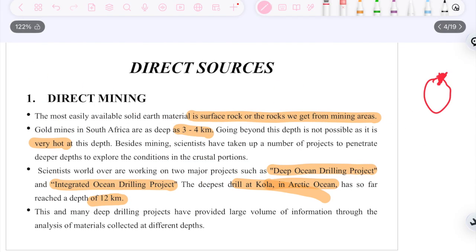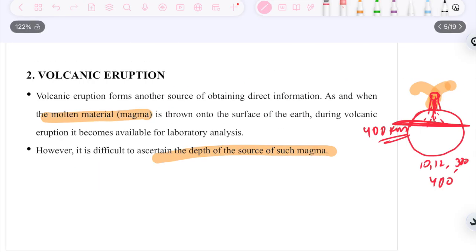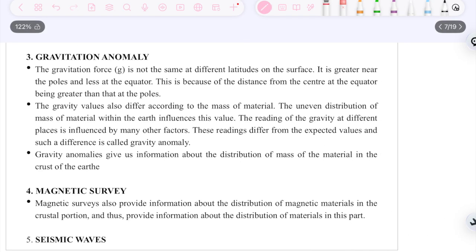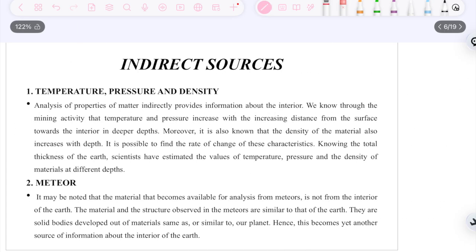That's it for the direct sources. We do not have many direct sources, as we have already understood that the temperature, density, and pressure are so high that it is difficult to collect any direct source for studying the interior. However, we have two sources, that is volcanic eruption and mining. Now let's understand the indirect sources of studying the Earth's interior. There are five indirect sources, starting with the first, that is temperature, pressure and density.